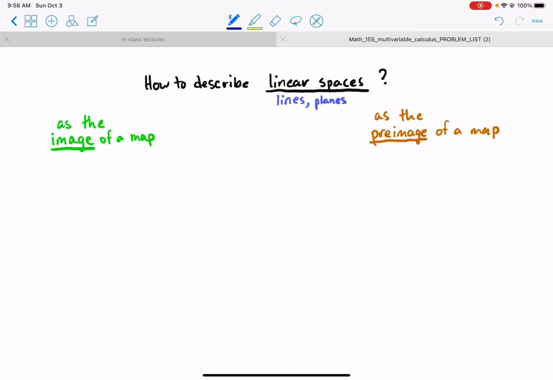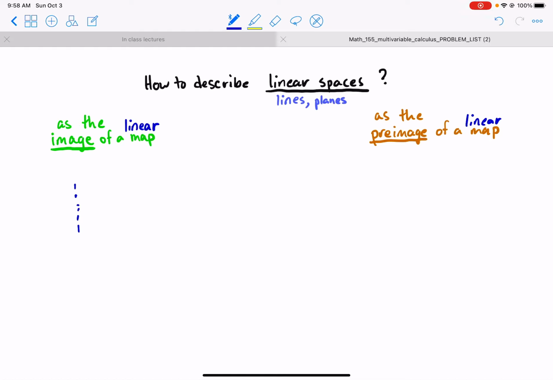Okay, hello everybody. How to describe linear spaces, lines and planes. Well, we can describe them as the image of a map or as the preimage, and sometimes one will be easier than the other. In fact, they will be the images of a linear map, a linear space, a flat space, a line, a straight line, or a plane, a flat plane. And these will be linear maps, and also the preimage of a linear map. So we're going to start with this case.